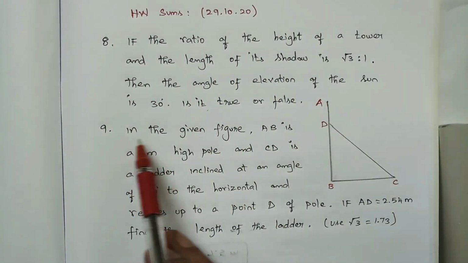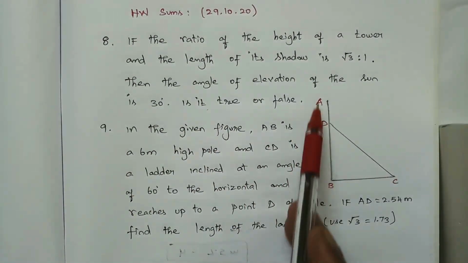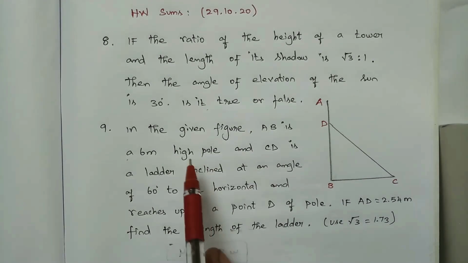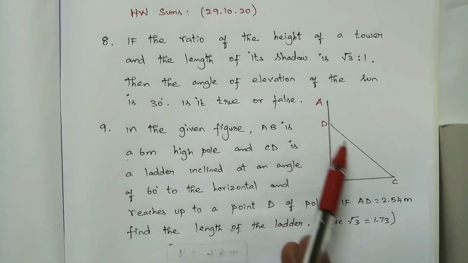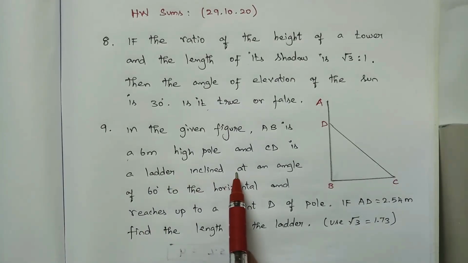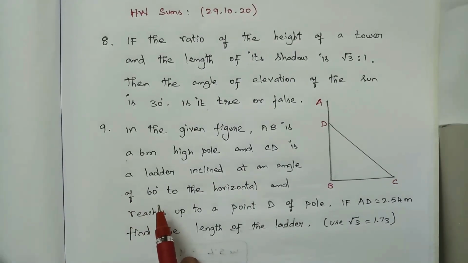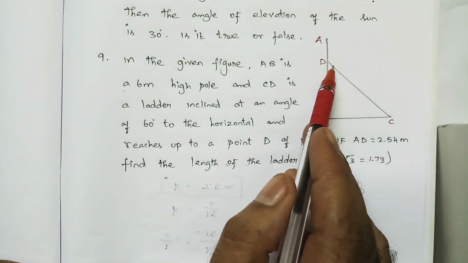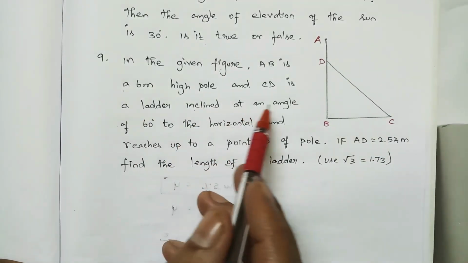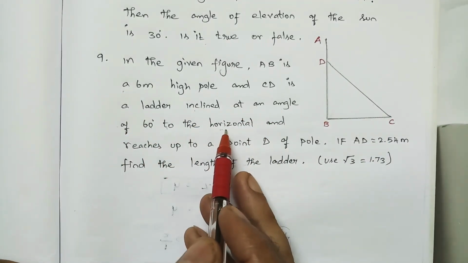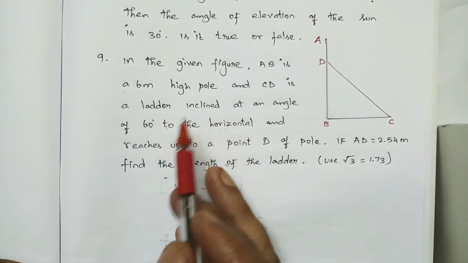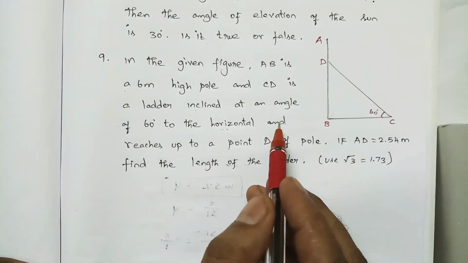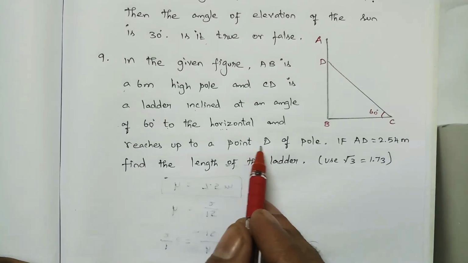Sum number 9. In the given figure, AB is a 6 meter high pole and CD is a ladder inclined at an angle of 60 degree to the horizontal. That means where will the angle be, angle D or angle C? The ladder makes an angle of 60 degree with the horizontal. That means here that 60 degree will come, right? And it reaches up to a point D of a pole.